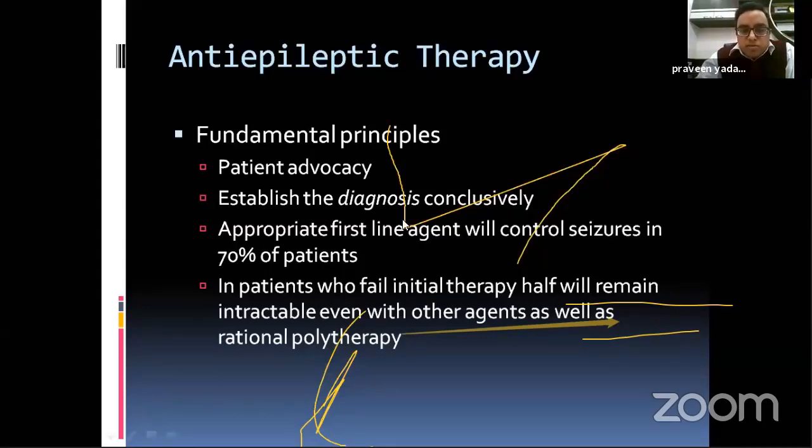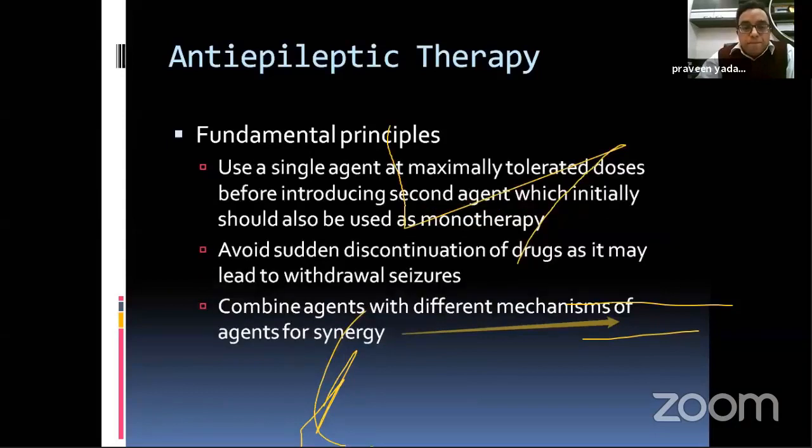Try to establish the diagnosis conclusively and try to use the most appropriate agent so that you can control the seizure in almost 70% of the patients. And if initial therapy fails, almost 50% of the patients may not respond to the second medication. So initial response to the therapy is quite crucial. Use a single agent at the lowest possible dose, increase the dose very gradually, and then use it to the maximal tolerated doses till the seizure stops or if there are adverse effects.